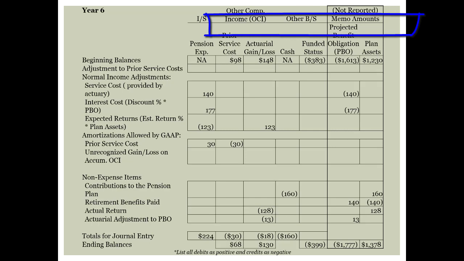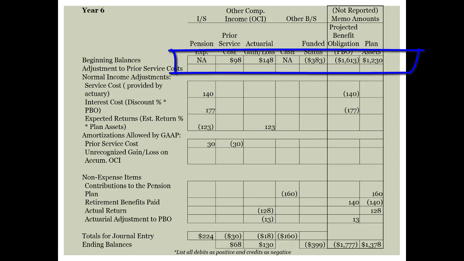Prior service cost is all the way down to 98 as we amortize it away as people keep working for us. Actuarial gains and losses has popped up to 148. Not as high as it's been in the past, but still pretty high. Funded status, there's that 383 with our PBO and our plan assets. So that's step 1, bringing those balances in from last year.